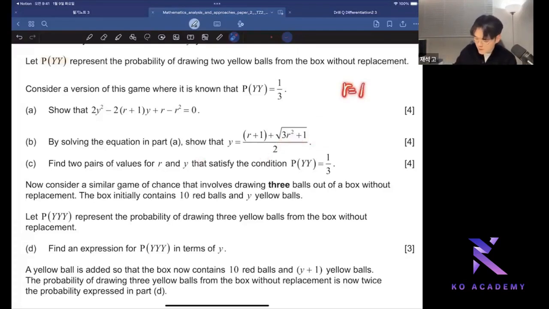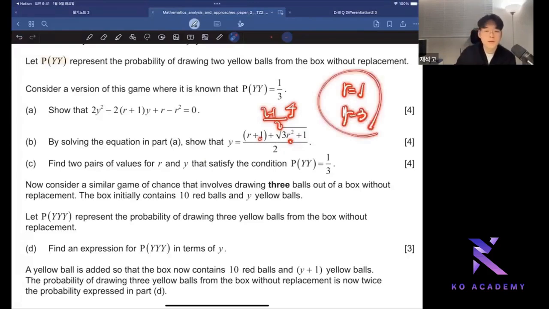For example, when R is 1, the square root becomes 4. So we add 2 and 4 and divide by 2, which gives us Y as 3. I found one. This is how you find it. We just need to find 2 more, right, guys? We just need to find 1 more.